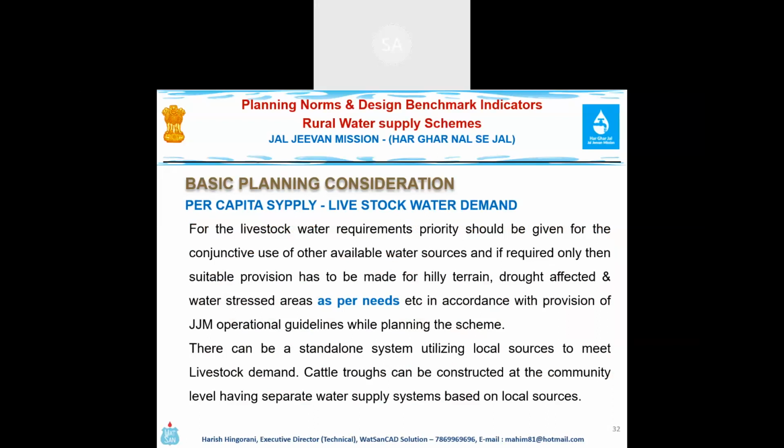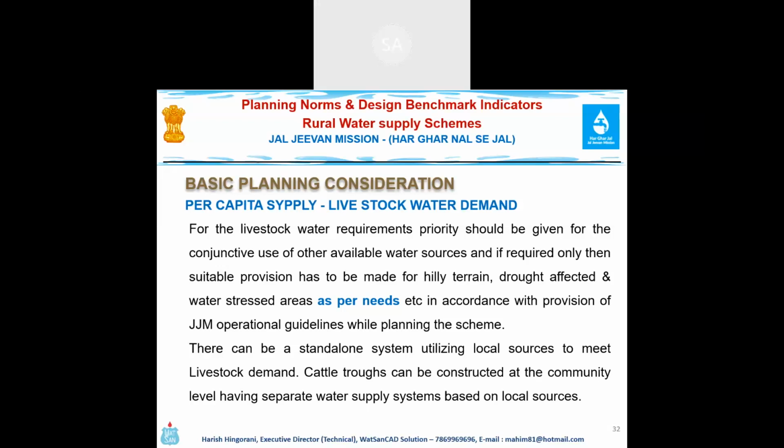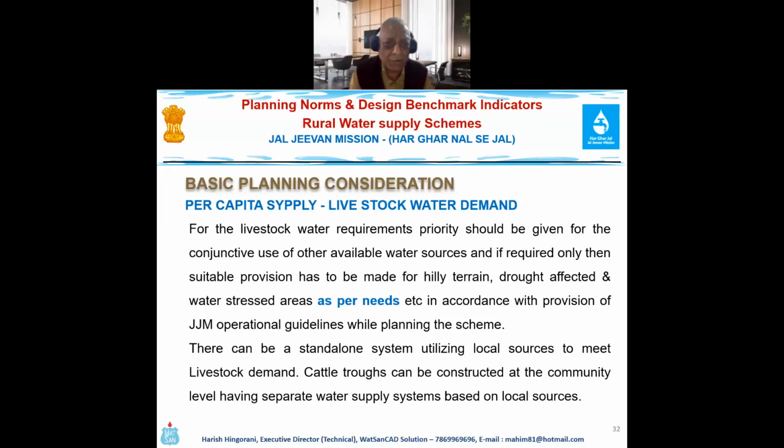Another issue, mostly in Rajasthan, Gujarat and other places, is livestock water demand. The guidelines suggest that especially in hilly terrain, we need to accommodate the livestock water demand. There can be a standalone system utilizing local sources to meet the livestock demand. If other sources are available in the village, like ponds, dugwells, etc., try to utilize those. Unless necessary, the cattle water demand can be considered as per the project report, but subject to the decision of the local state governments.